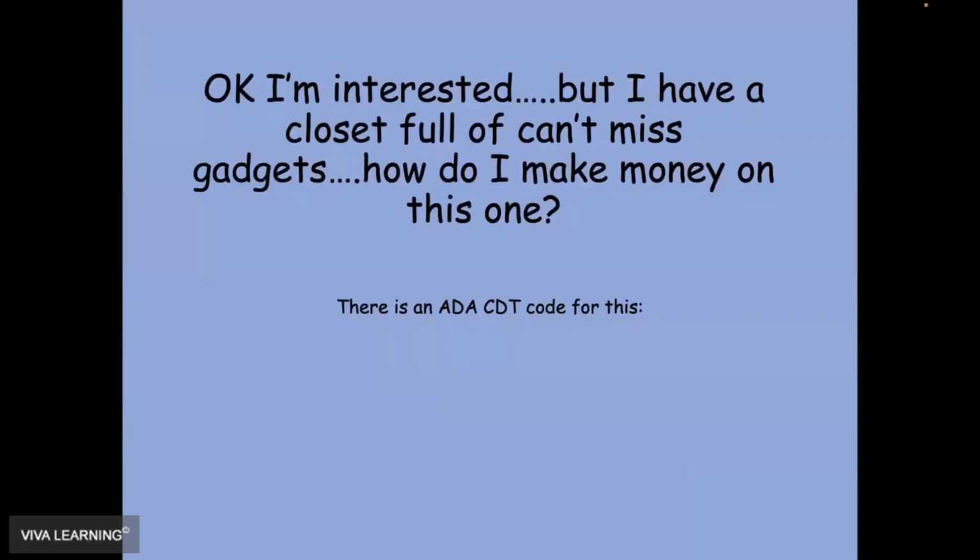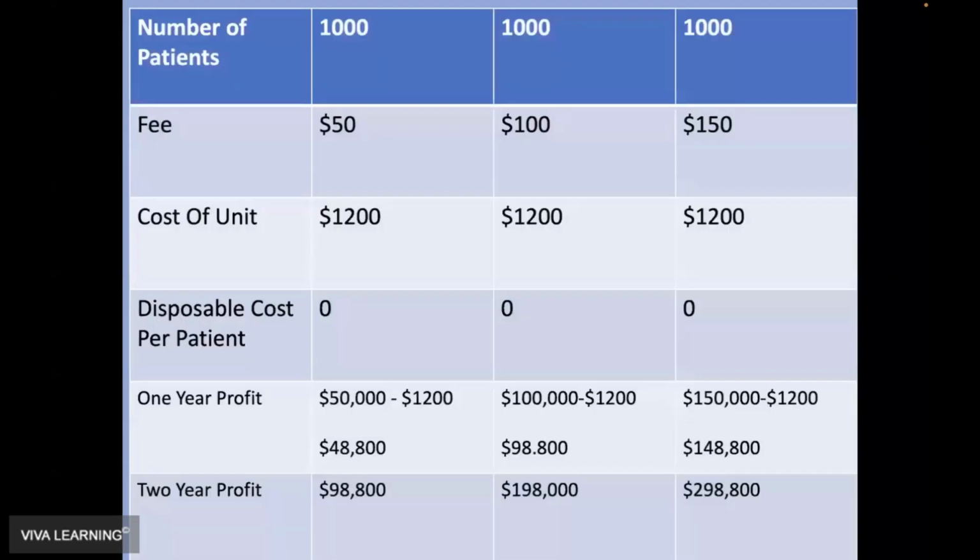You know, there's an ADA code for using these devices. Big deal, there's an ADA code. Let me see my return on investment. If you charge $50 for this, and the cost of the unit is $1,200, your one-year profit is almost $50,000. $50,000 minus the $1,200. Your two-year profit is almost $100,000. If you charge $100, your two-year return on investment is $200,000. You charge $150, your return on investment is almost $300,000.